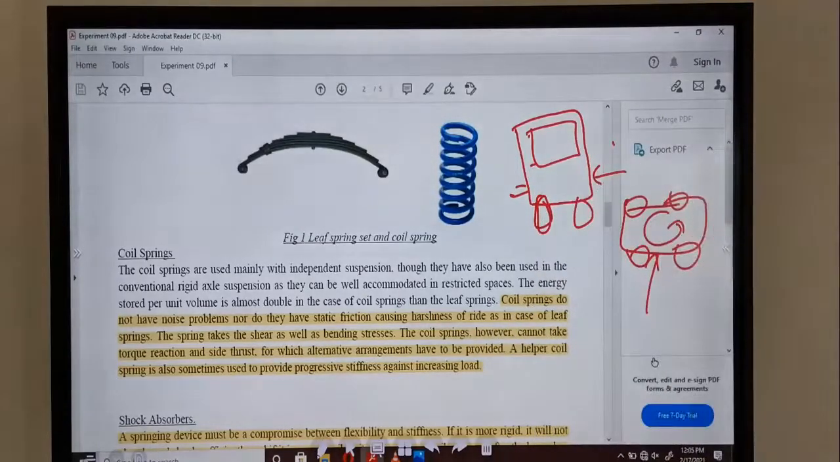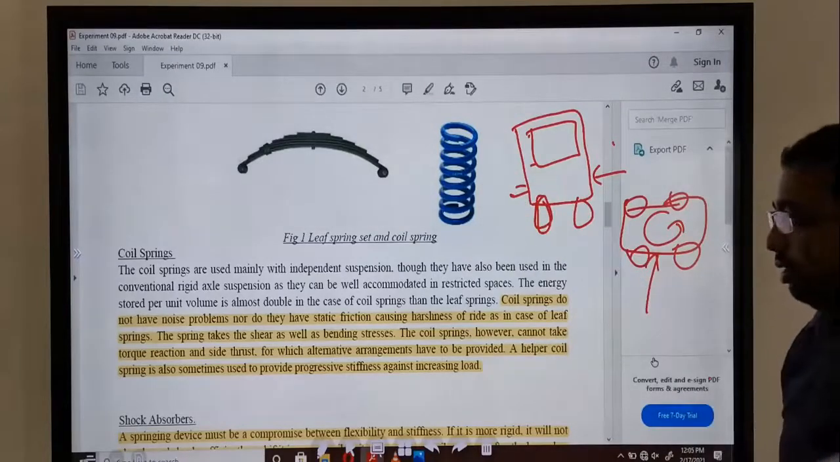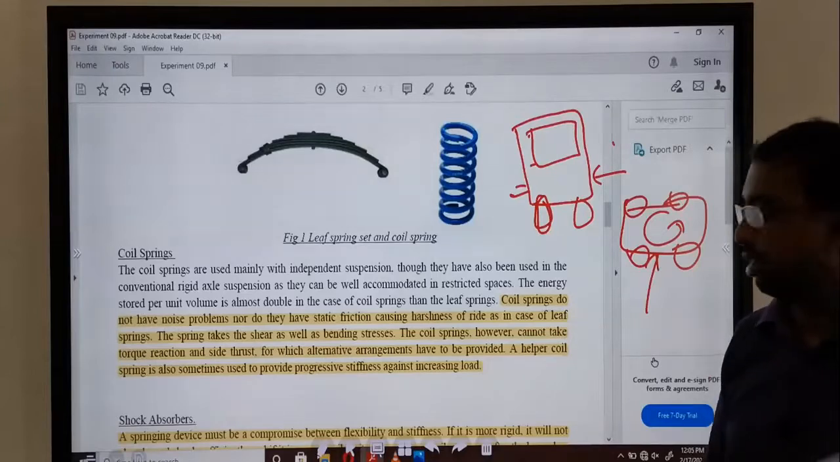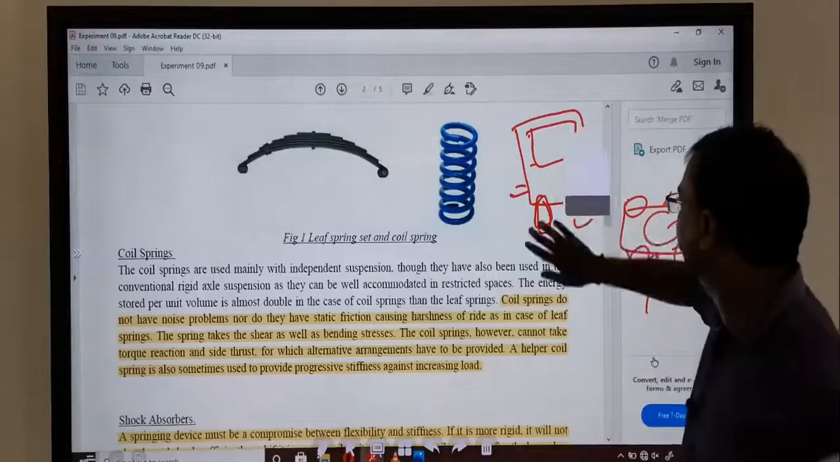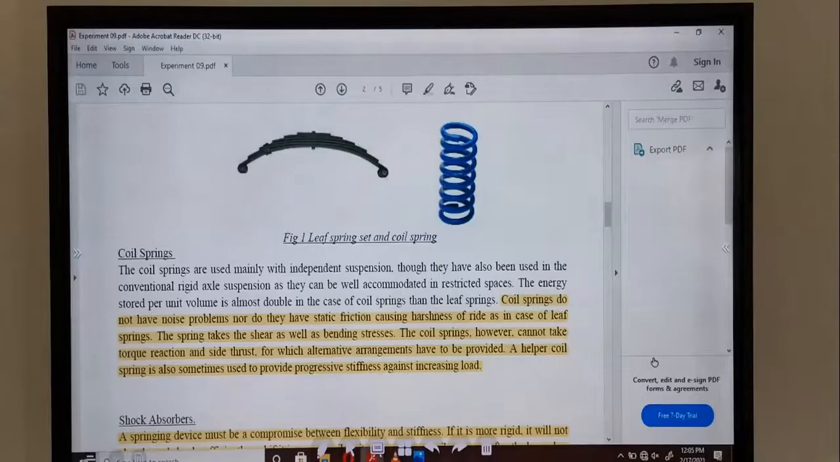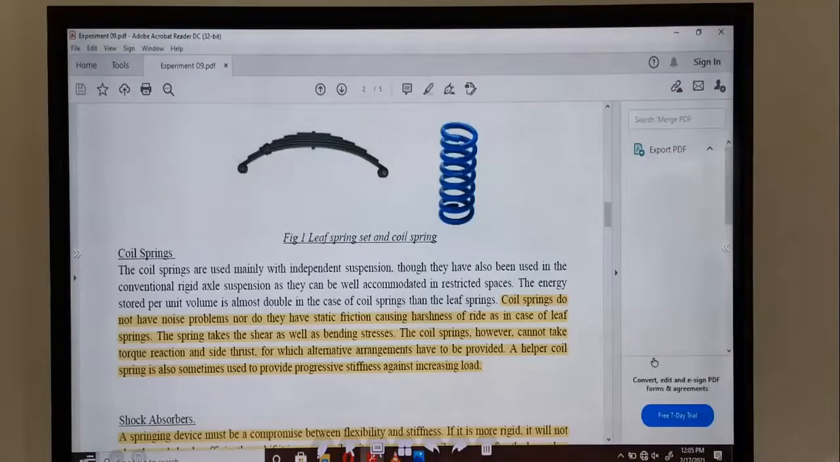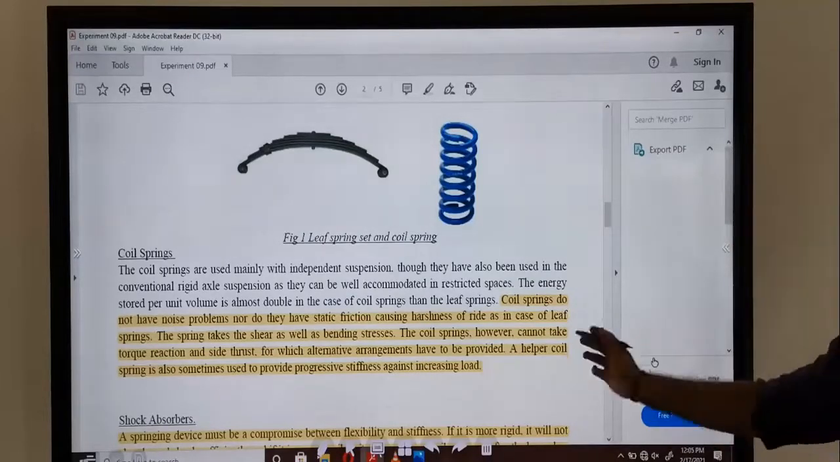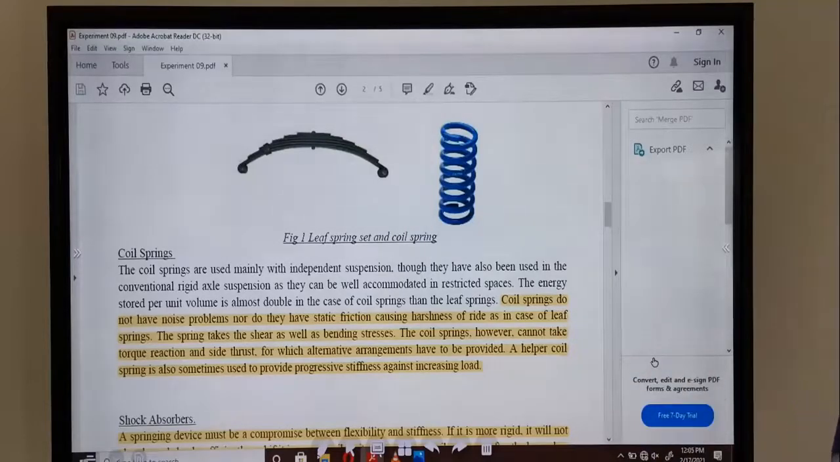But a single coil spring cannot prevent the vehicle from this side thrust. So a helper coil spring is sometimes used to provide progressive stiffness against increasing load. Additionally, another helper coil spring is also provided to overcome this issue.